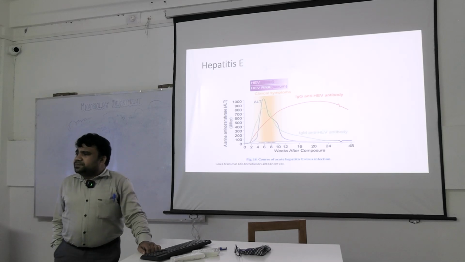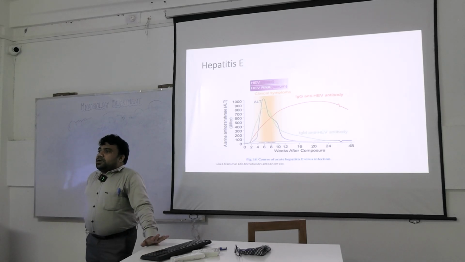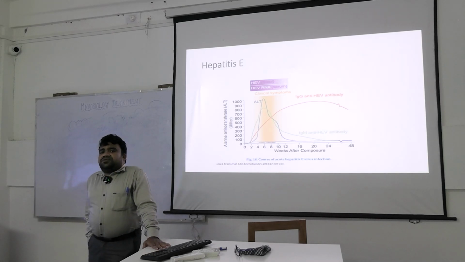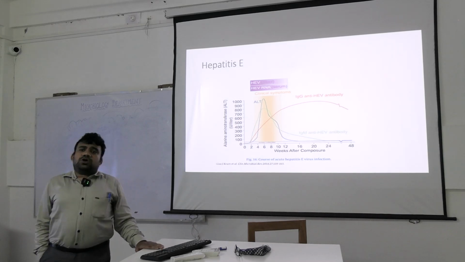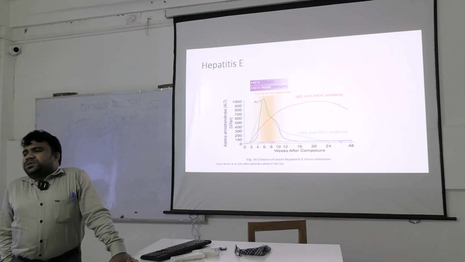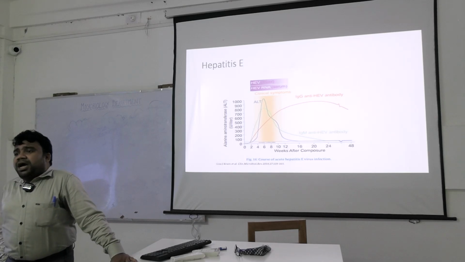Finally, hepatitis E. Like hepatitis A, it is transmitted by the fecal-oral route and causes hepatitis, but the propensity to cause fulminant hepatitis, especially in pregnant women and children, is very high.